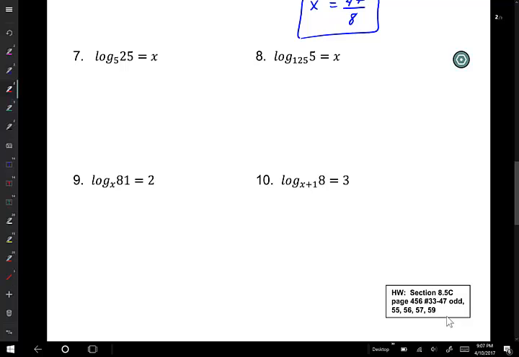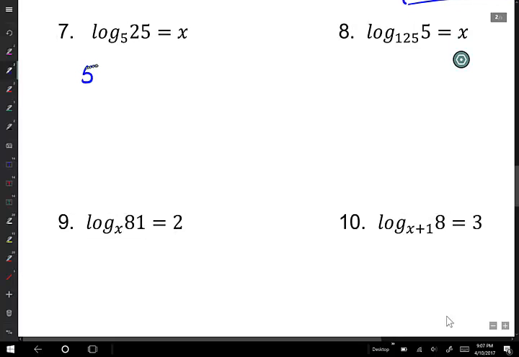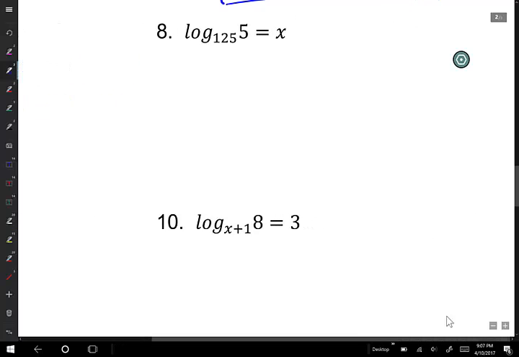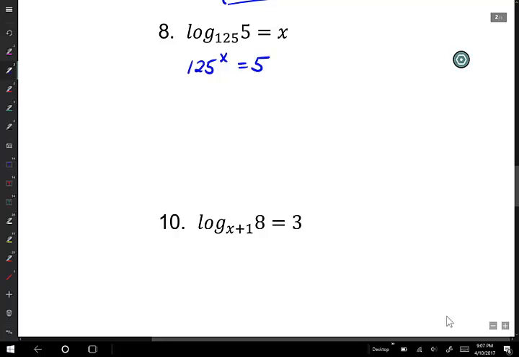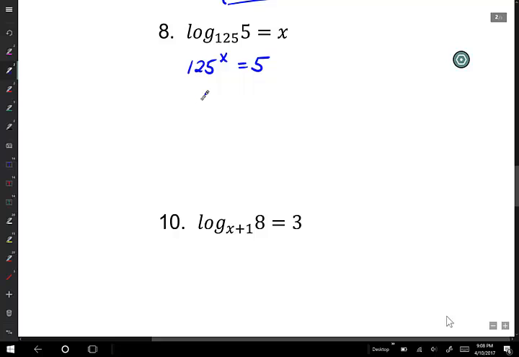Now, on these last four, you might be able to think through these with or without exponential form, but we're going to change it into exponential form just so we're all comfortable with that. So on our first one, very simply, I hope by now you can see that's 5 raised to the x equals 25. Leads to very quickly x equals 2 because 5 squared equals 25. Over here on number 8, we have 125 raised to the x equals 5. Well, by now you probably know that 125 is 5 cubed. So hopefully you realize that the cubed root of 125 is 5. So a cubed root is an exponent of 1/3.